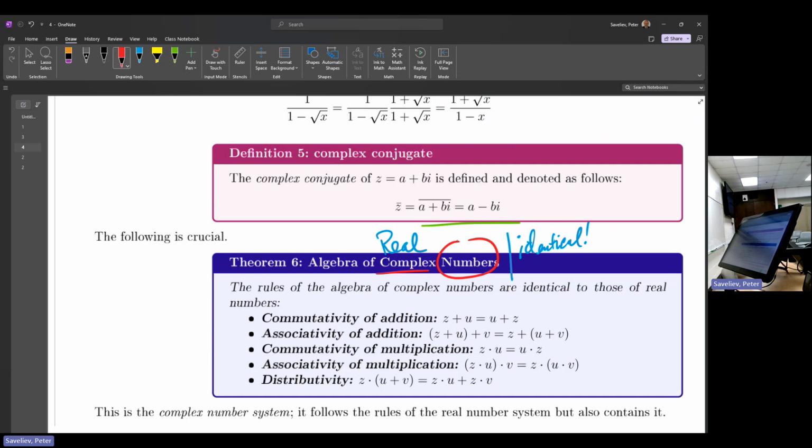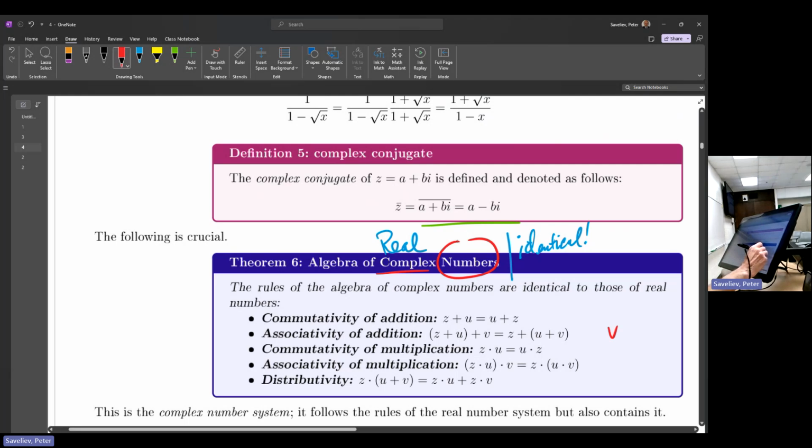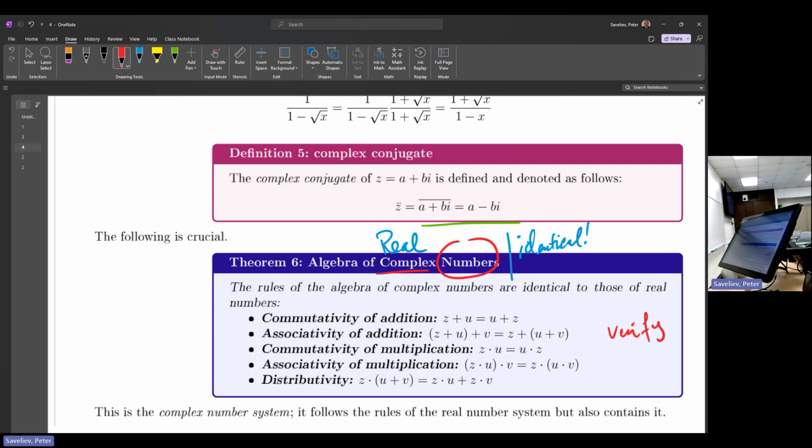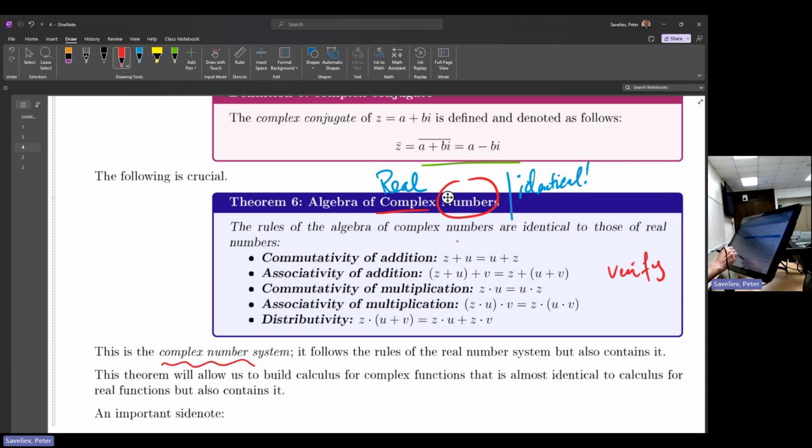So commutative addition, associative addition, commutative multiplication, associative multiplication, and then they distribute. Okay, so certainly we don't want to go through all these computations, but you can verify them fairly easily. So that creates a complex number system which looks still complicated, and especially nobody remembers the rules. So what rules? When you do a computation with real numbers, you don't really look at these properties.